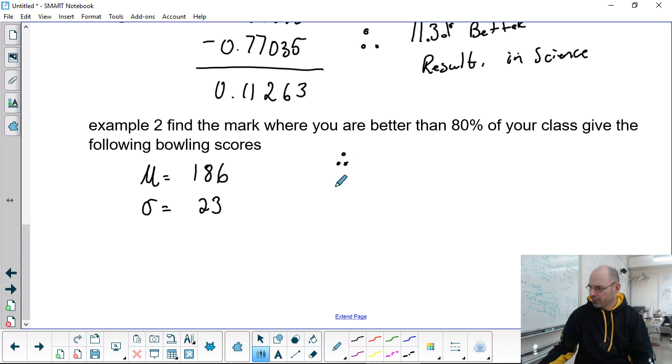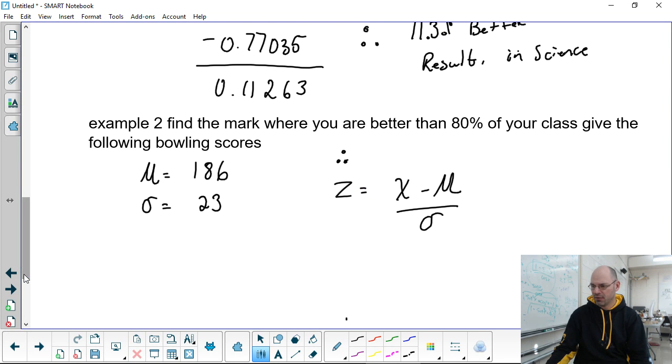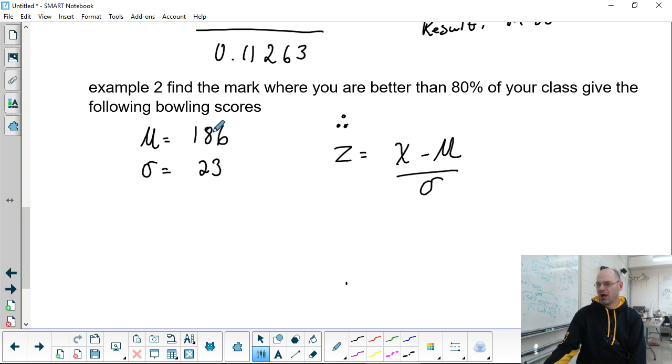So therefore, you're going to use Z equals the point minus the mean over the standard deviation. Sorry, I got that backwards. Now we're going to rearrange this to get X by itself, because we want to find the score that you have to get to beat 80%. So how much do you need to score? Okay, so the first thing we're going to do is rearrange it for X.